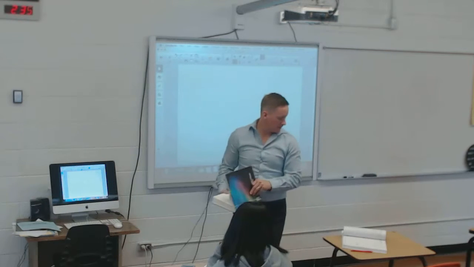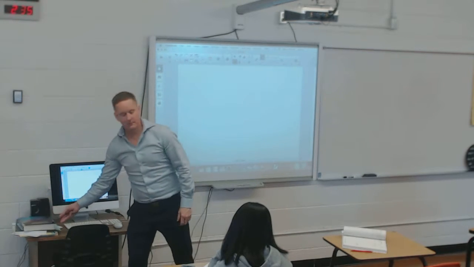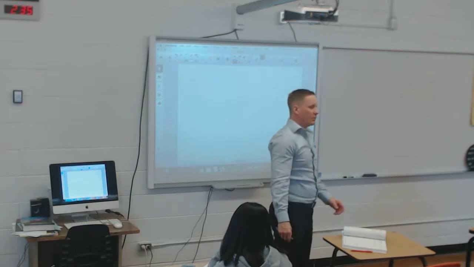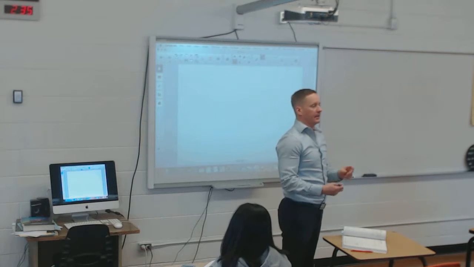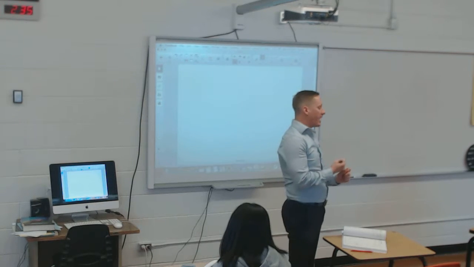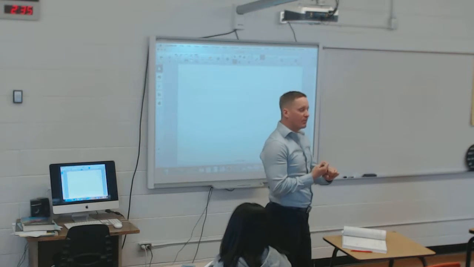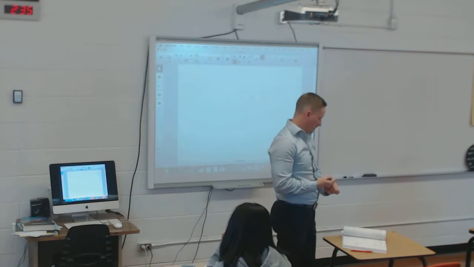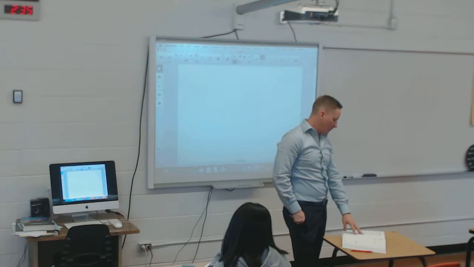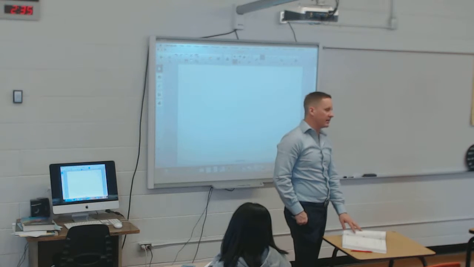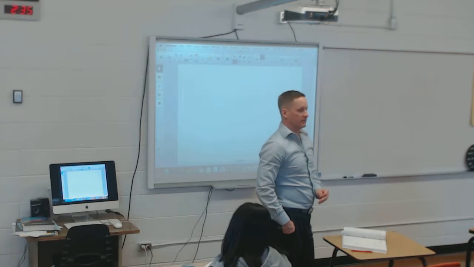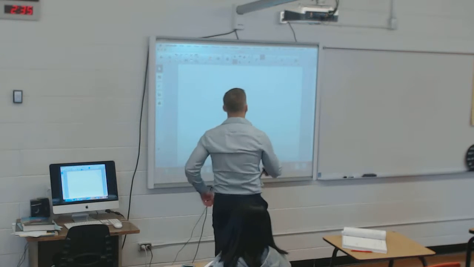Determine the coordinates. Okay, so there's two ways they can ask this for you: determine the exact values or determine the coordinates. Those both mean the same thing. Determine the coordinates of all points in the unit circle for which the reference angle is pi over 6. The reference angle is pi over 6.